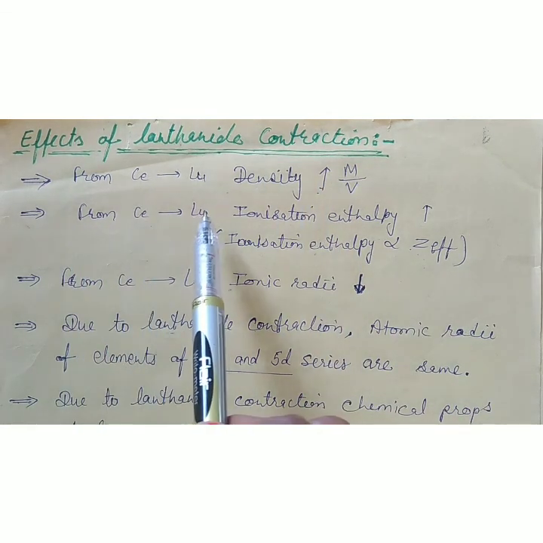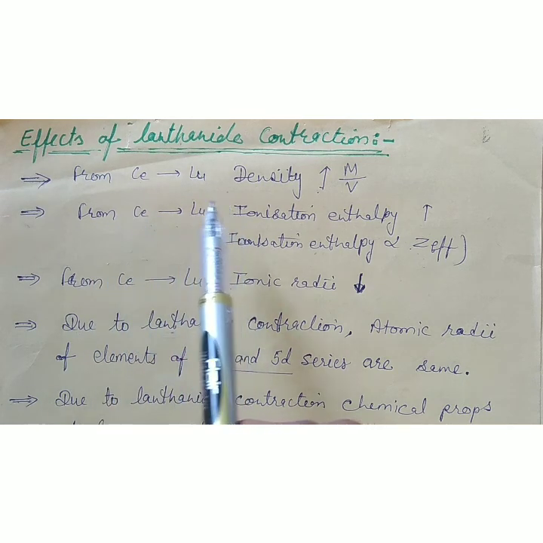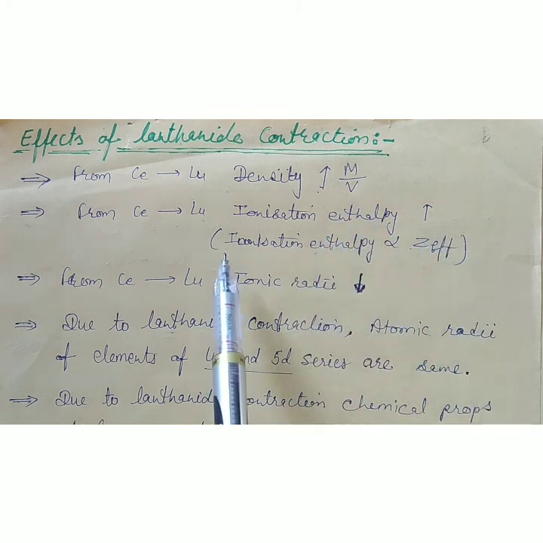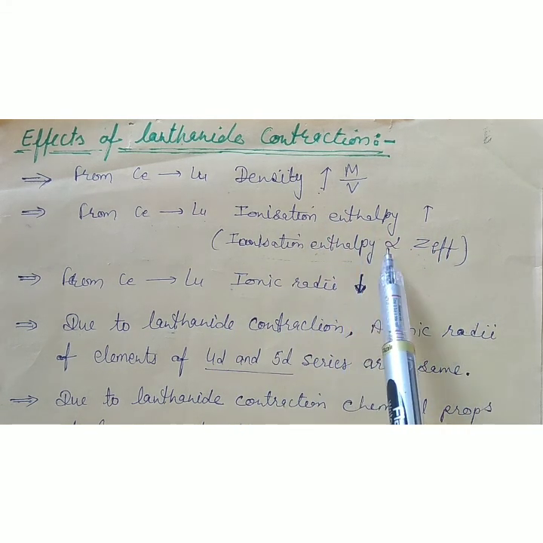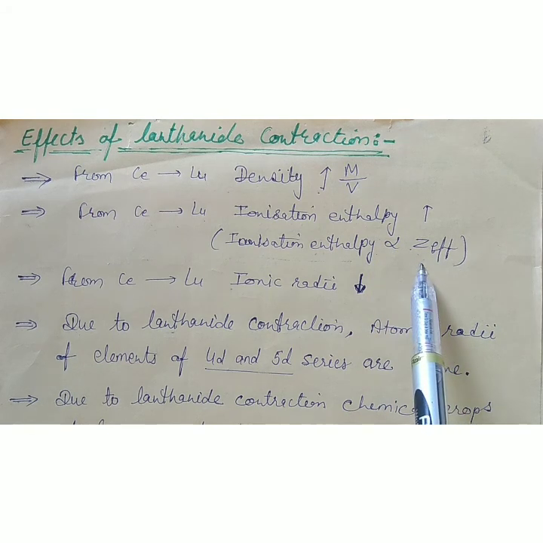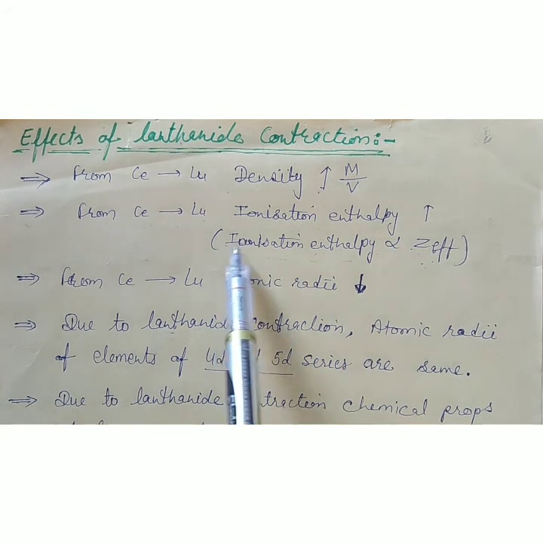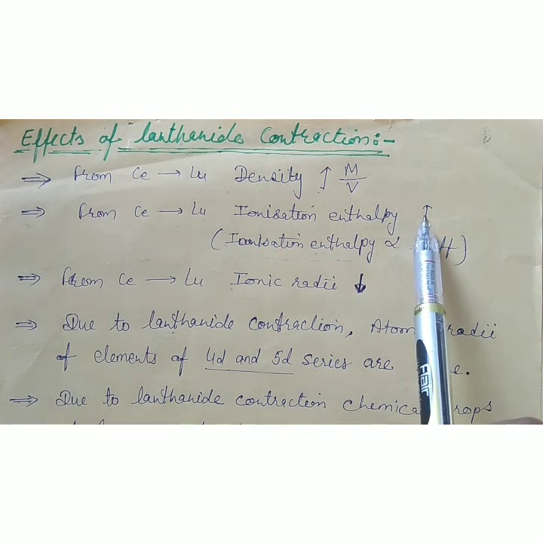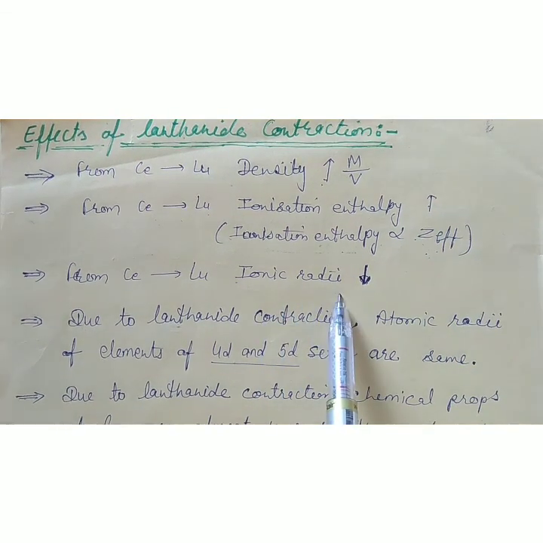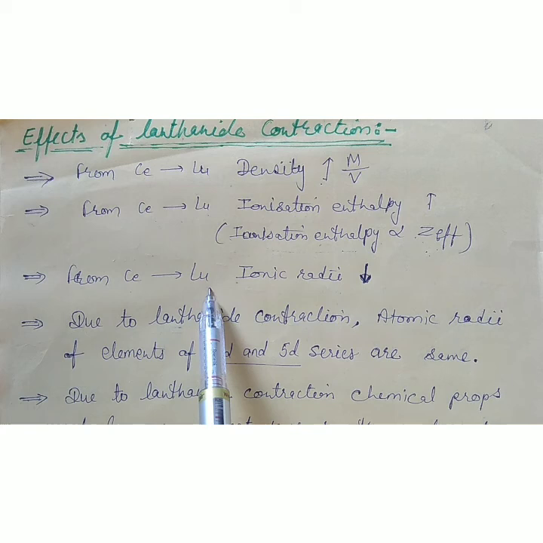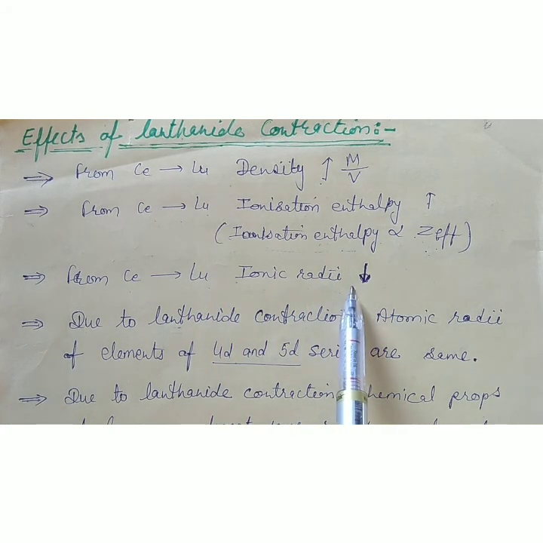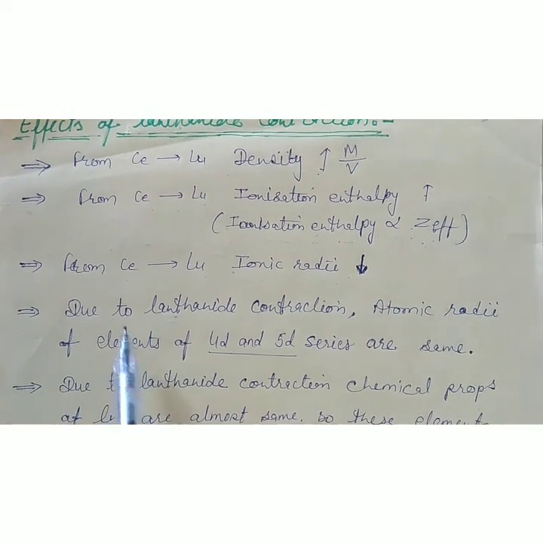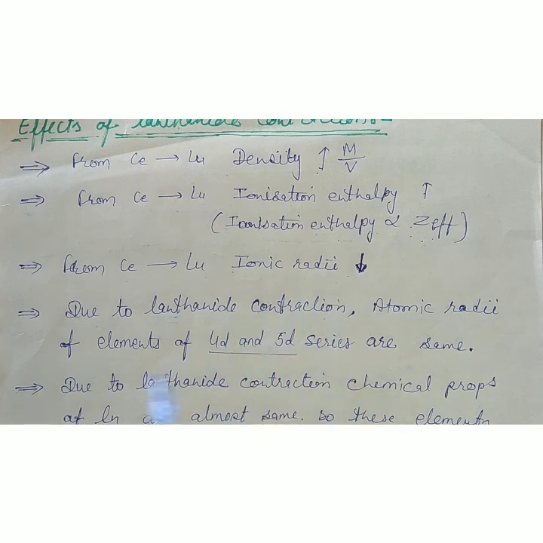Second effect, from cerium to lutetium. As we have seen, the size continuously decreases and Z effective continuously increases, and as we know, ionization enthalpy is directly proportional to Z effective. As Z effective increases, ionization enthalpy also increases continuously. These are the common effects. Next, ionic radii, as we have seen, from cerium to lutetium, ionic radii continuously decreases because Z effective continuously increases.